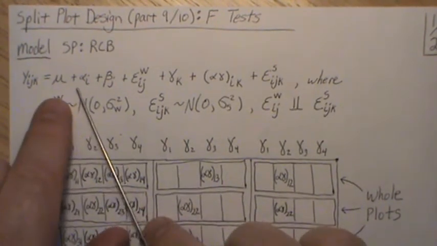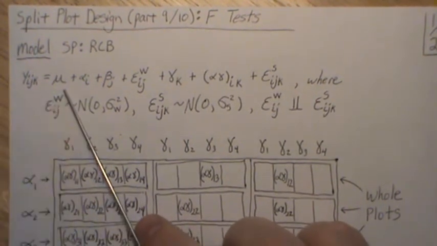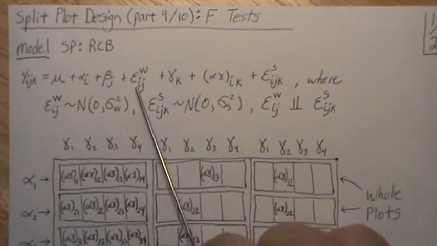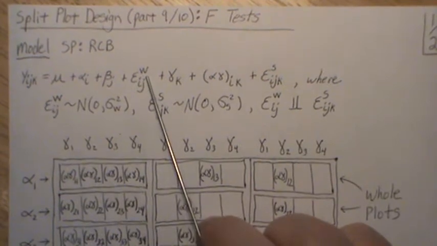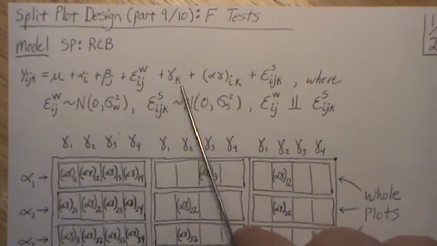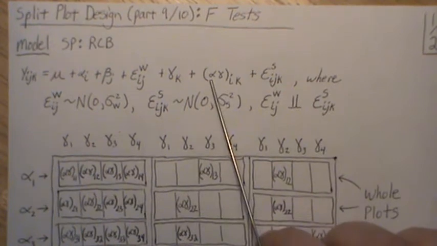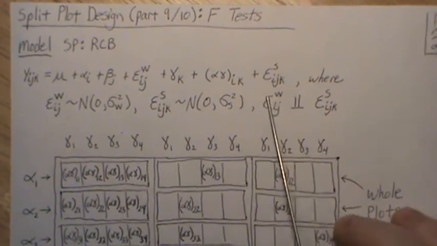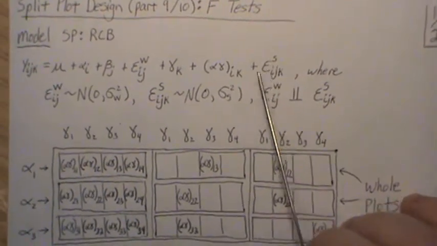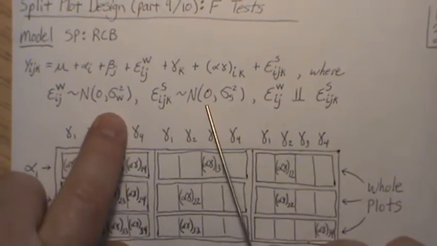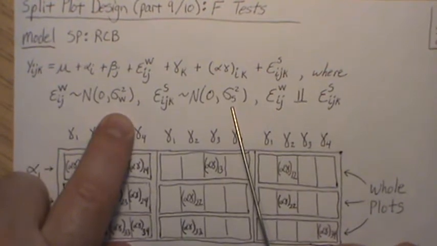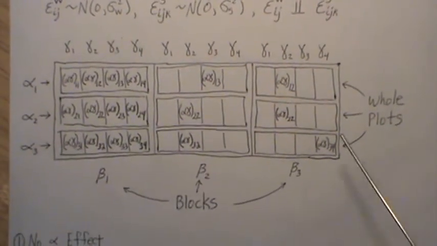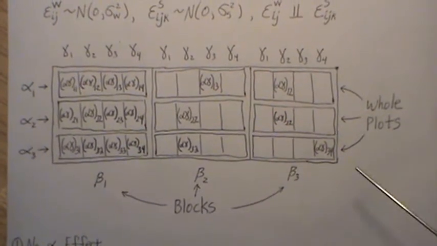But the model is this. It's Yijk is equal to mu plus alpha plus beta, the error term associated with the whole plot, the first randomization, plus gamma, the interaction between alpha and gamma, and then the error term associated with the split plot, or the second randomization. The errors are normally distributed, mean zero with constant variances. They're independent.